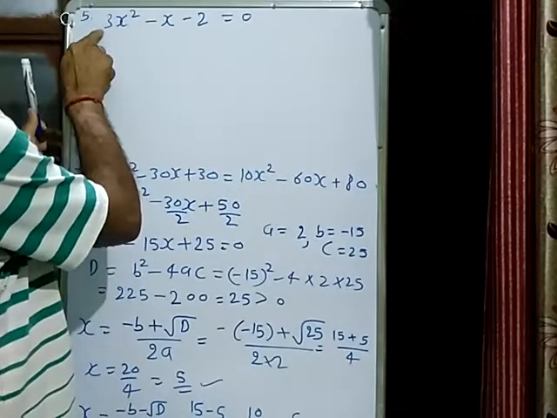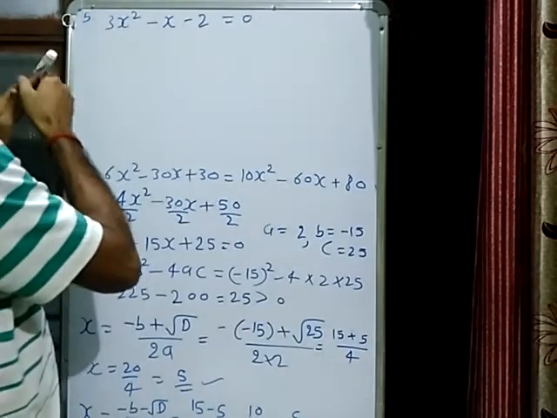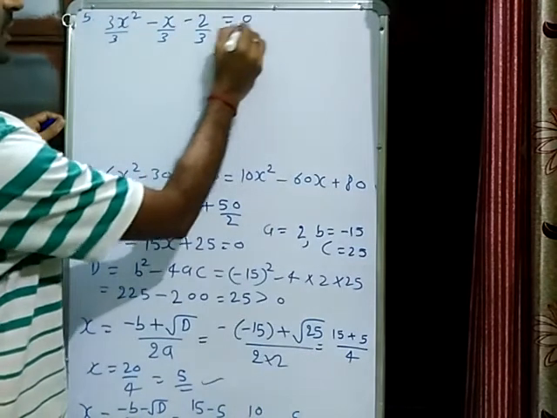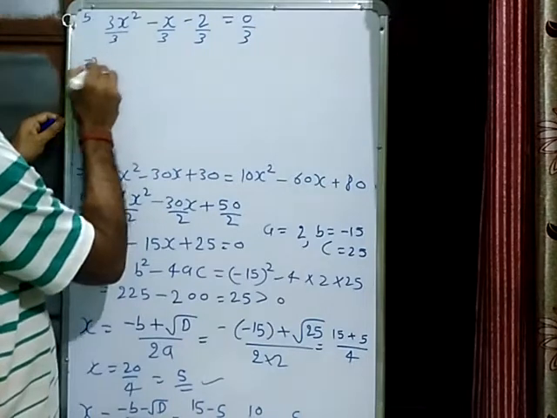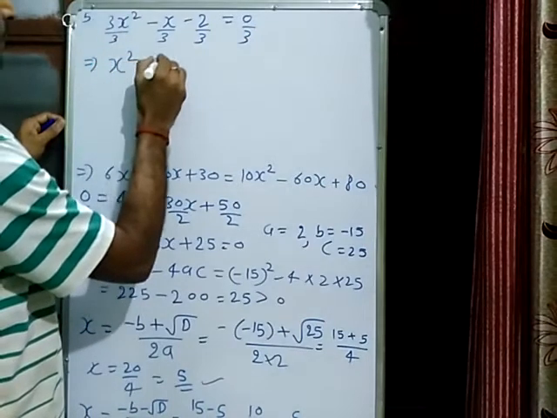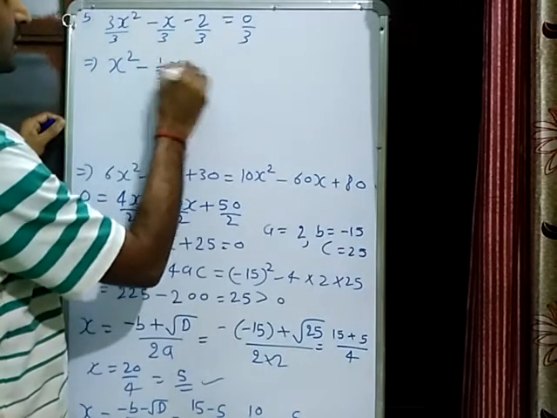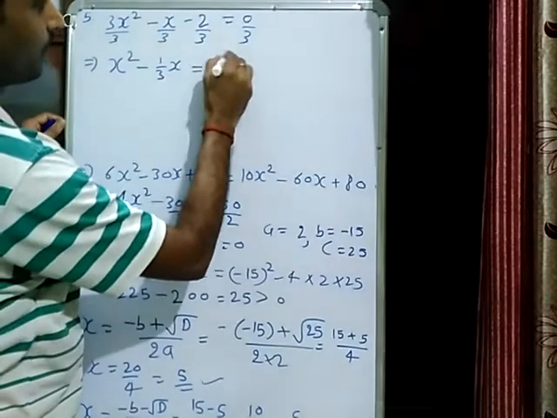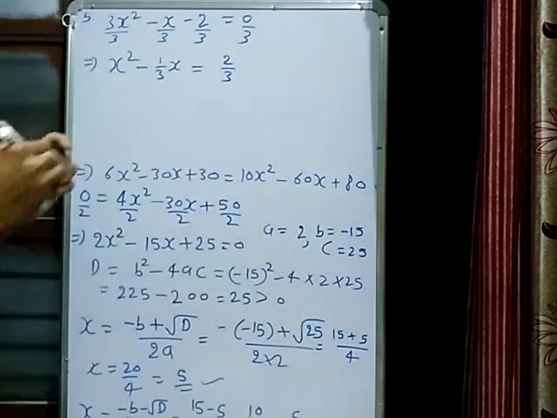How will you solve? Firstly, take a and divide all the terms by a. All terms must be divided by a first, or else you can take a common. In this way, you need to divide. So the first step: find x square minus 1 upon 3 x minus 2 by 3. If you want, you can transpose this to the other side also. So you'll get 2 by 3 here.